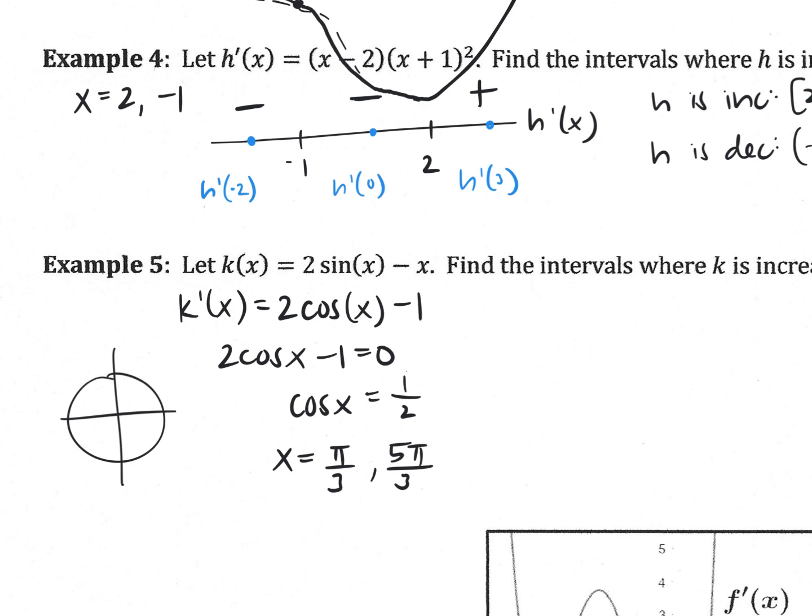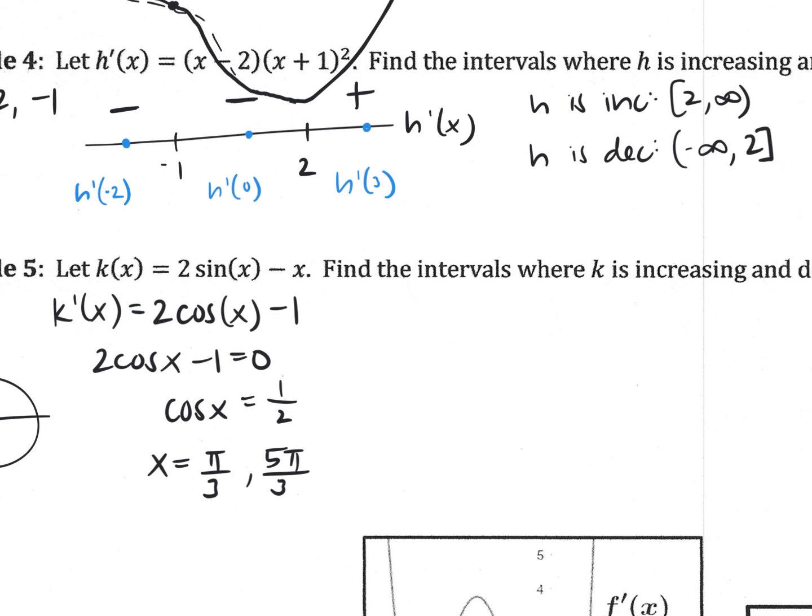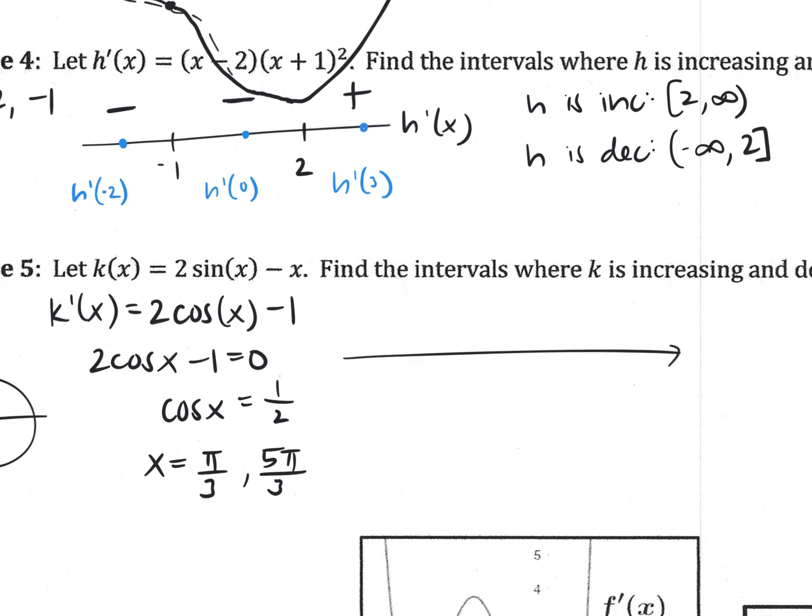So we've got our x values, so now I got to test my points. Okay, so this is k prime of x. My test points are pi over 3 and 5 pi over 3. But I'm actually stopping at what 2 points? I'm not going forever, right? I'm stopping at 0 and 2 pi. So now I need to pick some points. And all I care about is is it positive, is it negative?